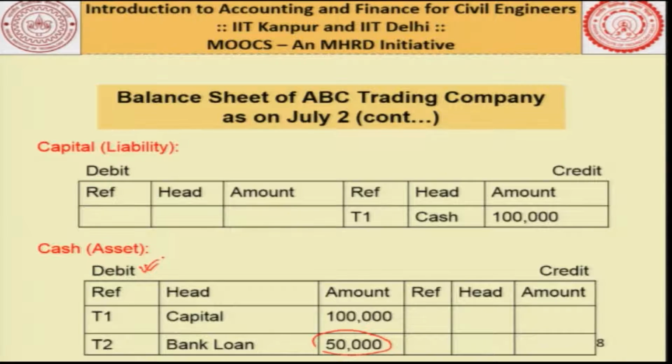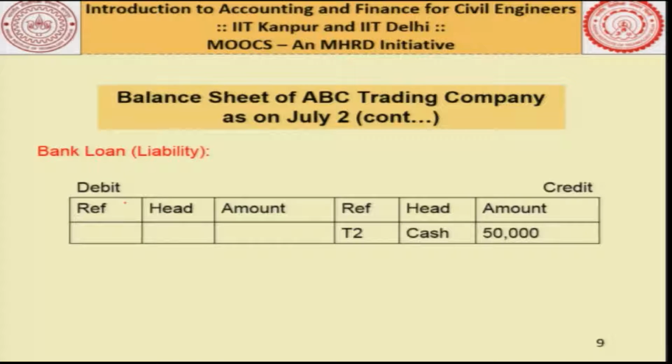On the other hand, it has also increased the liability. For the bank loan I am having a separate T account. So this is reference number T2, in the form of cash, 50,000. An increase in liability I am writing on the credit side. So it is written like this.